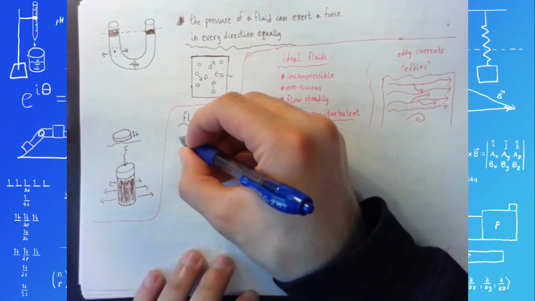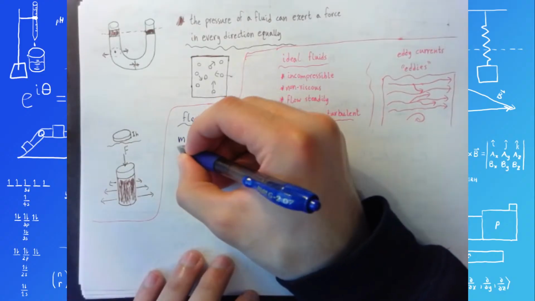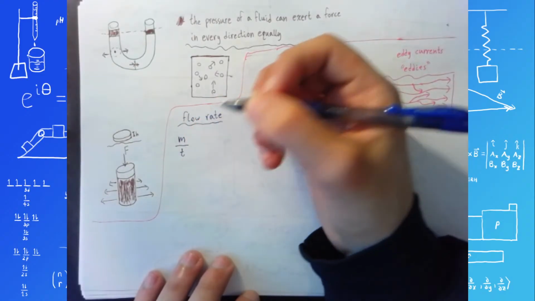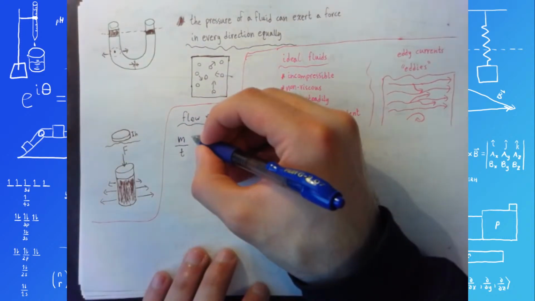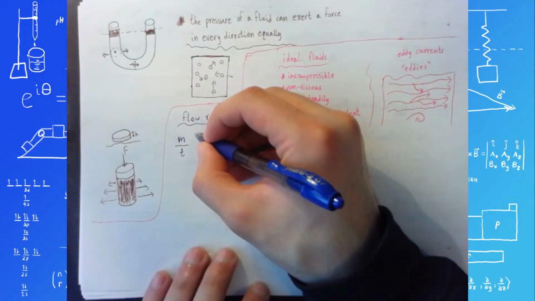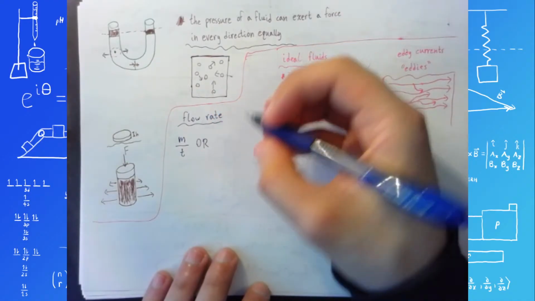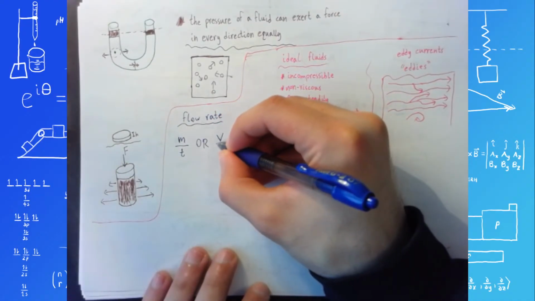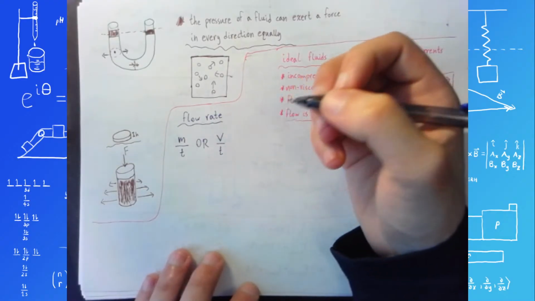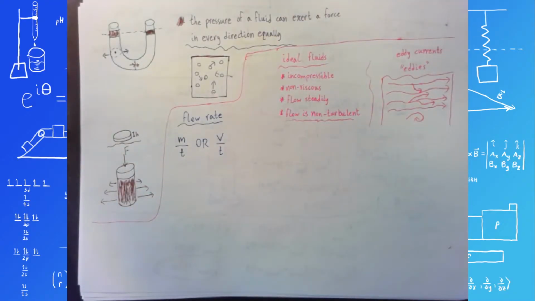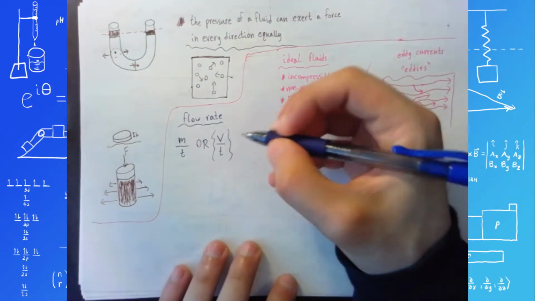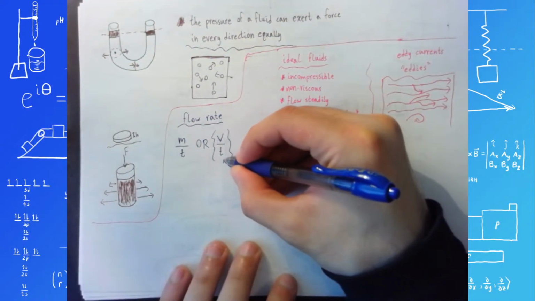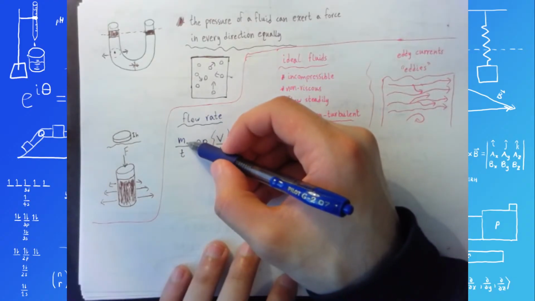You could either define it in terms of mass of fluid moving per unit time, how many kilograms of water are moving through this pipe per second, or what we're going to use more commonly is volume of fluid per unit time. Two different ways you could define it. We're going to use volume. This is what we will use the overwhelming majority of the time.